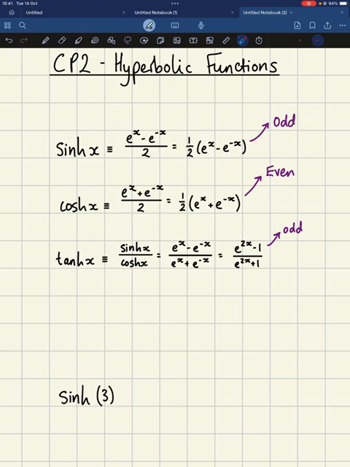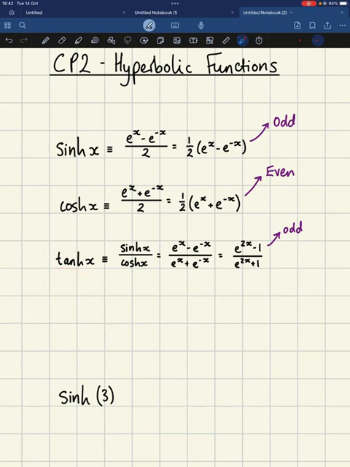And this is an odd function, so f of minus x will be minus f of x. So sinh of x is an odd function, and it's defined as this. Cosh of x is defined as e to the x plus e to the minus x over 2, and it's an even function, so f of minus x is just f of x. It has symmetry about the y-axis. And this is just the average of the e to the x graph and the e to the minus x graph. I'll come to that in a bit when I show you the graphs for them.